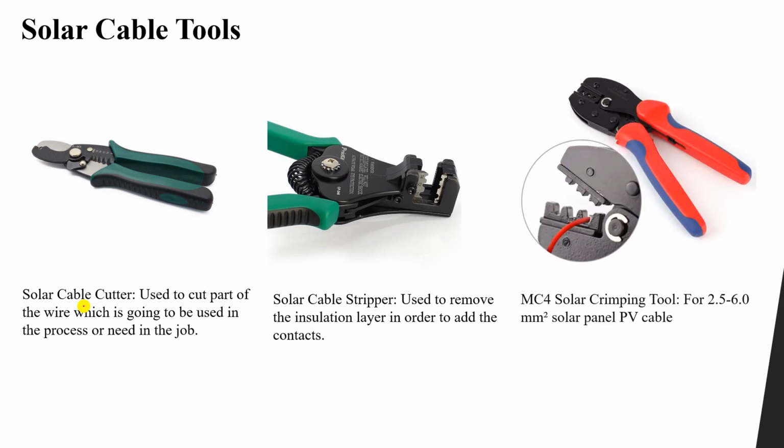We have the MC4 Solar Crimping tool. It is used for cables or solar panel wires from 2.5 millimeter to 6 millimeter square solar panel PV cable. Okay, so you'll see each one of these representing a different cross-sectional area. What is the function of all of this? It is used in the end to connect between two panels.